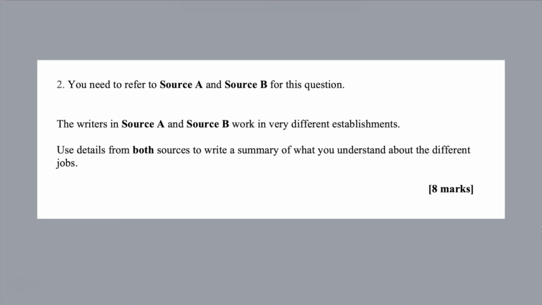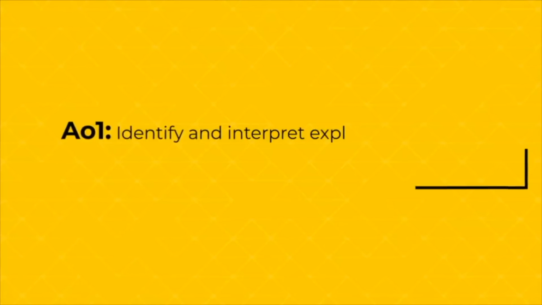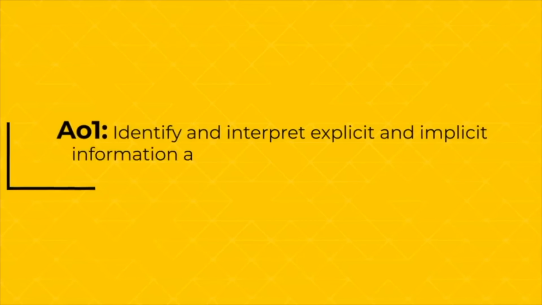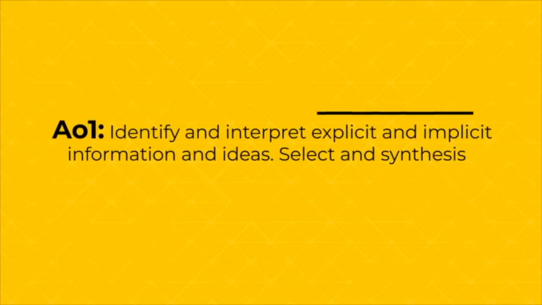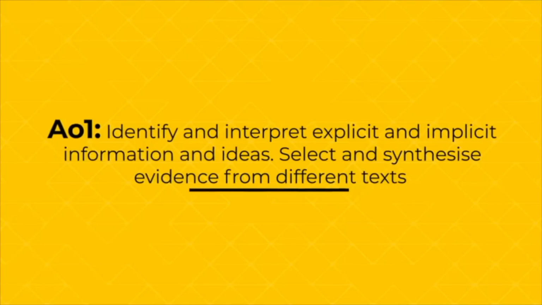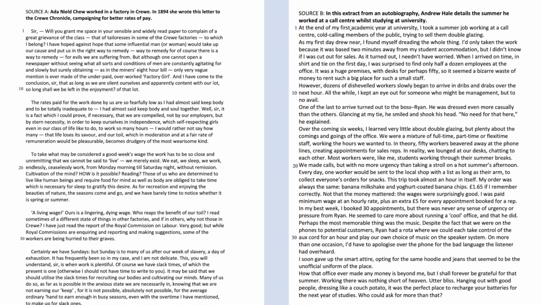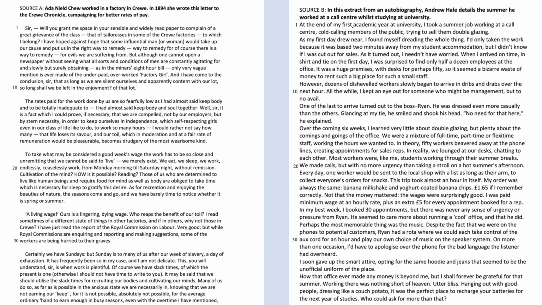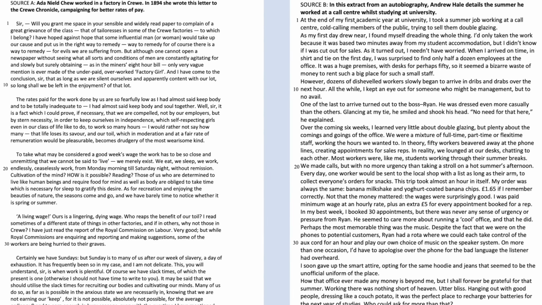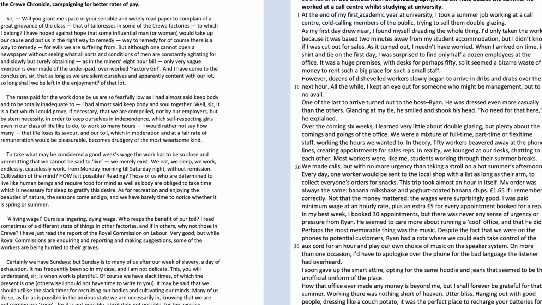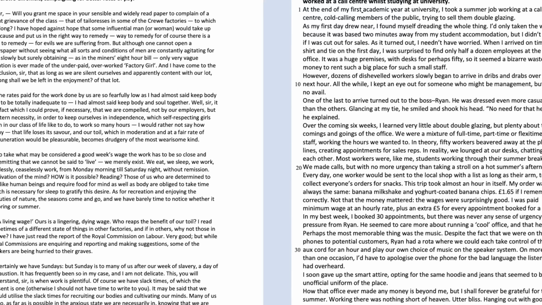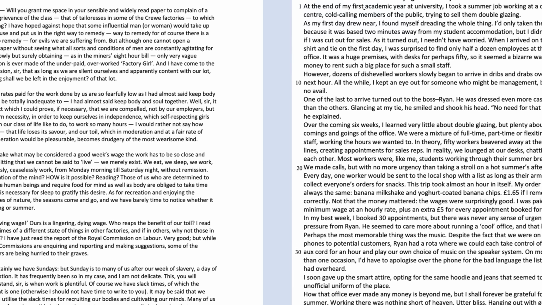AQA English Language Paper 2 Question 2 is a summary question worth 8 marks assessing both bullet points of AO1: to identify and interpret explicit and implicit information and ideas, and to select and synthesize evidence from different texts. For the synthesis element of this question, you have to show understanding of information from both sources, and you'll actually be capped at half marks at best if you only write about one source, because you're essentially not synthesizing information if you do that, so you must write about both sources.